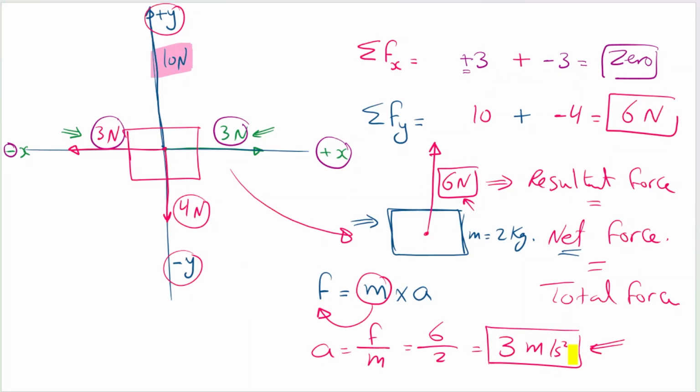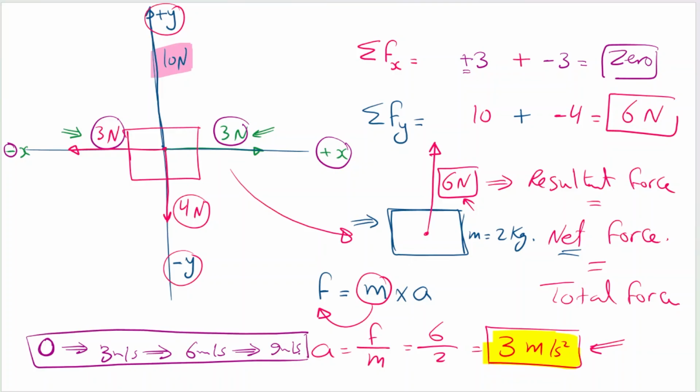But this one means that the velocity of this object will increase by a rate of 3 meters per second each second. For example, if this object started motion from rest, so its velocity was 0, then after 1 second it will be 3 meters per second. After another second it will be 6 meters per second. After a third second it will be 9 meters per second, and so on. Its velocity is increasing, but with a uniform rate.